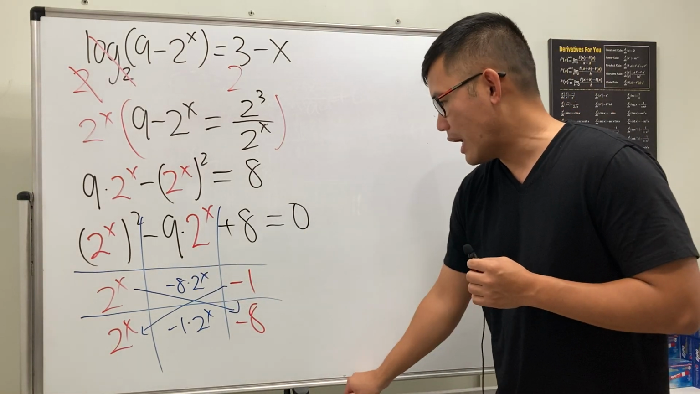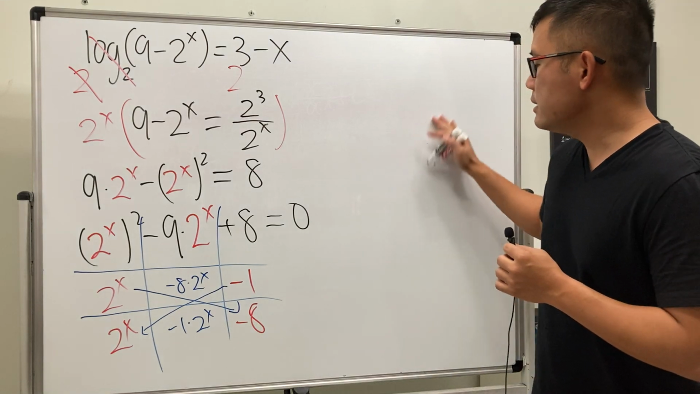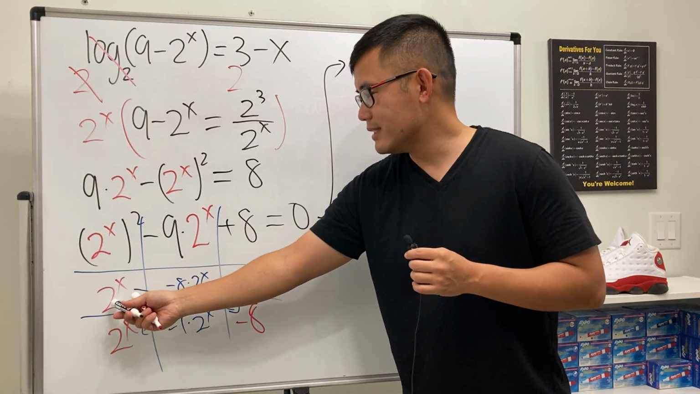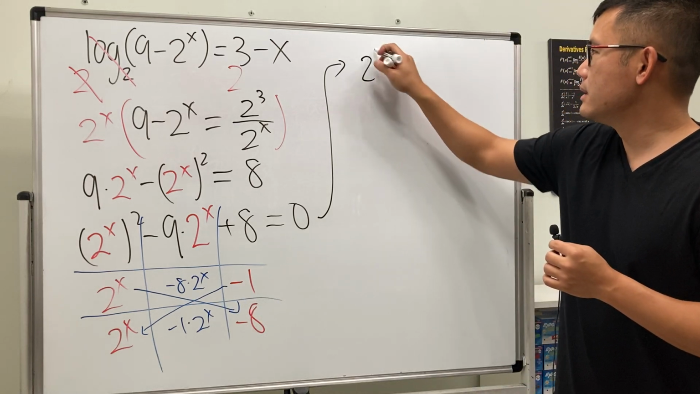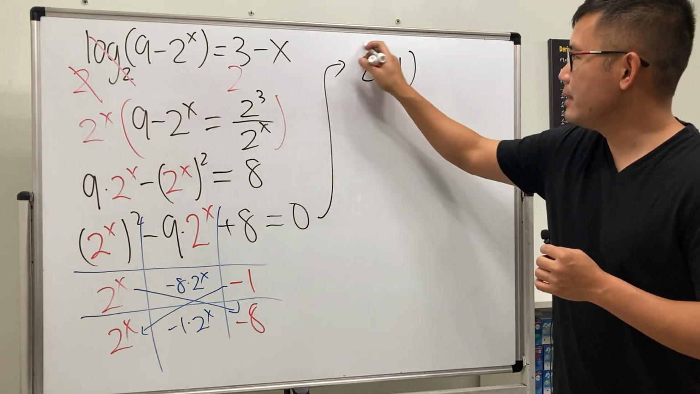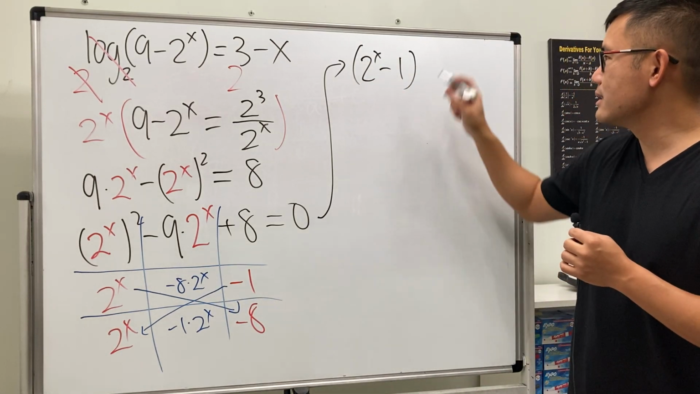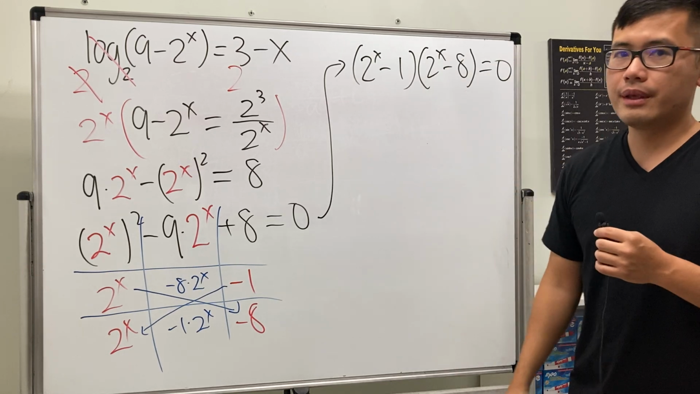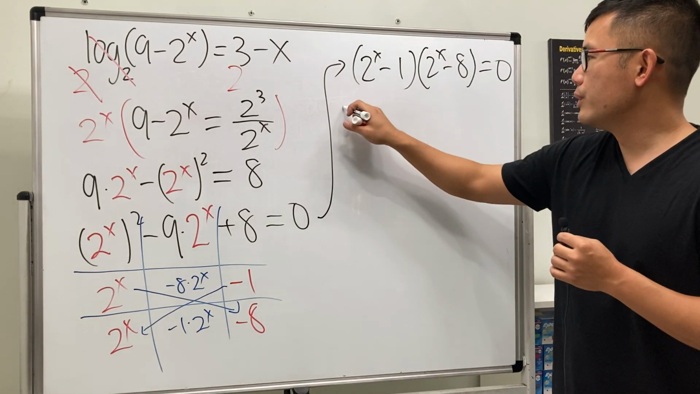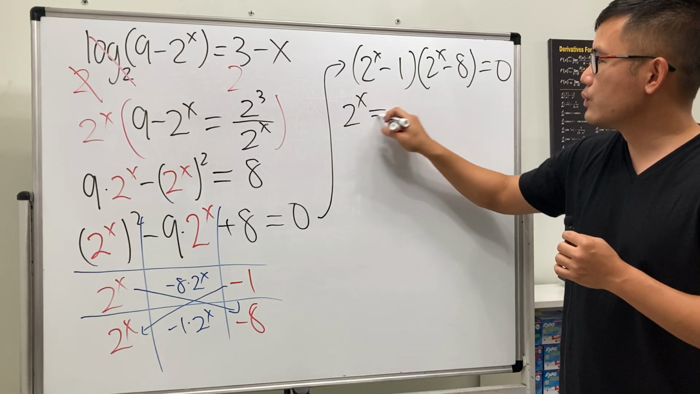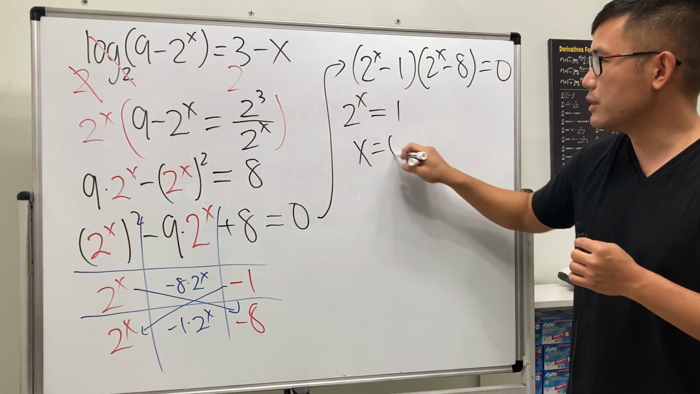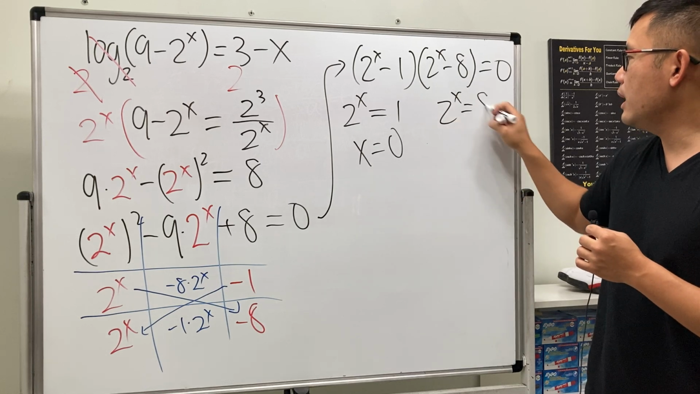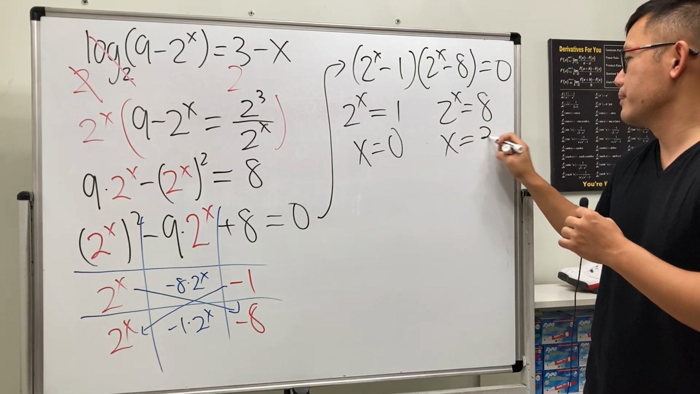So we have found our correct combination, and this means the factoring for this is 2 to the x minus 1 times 2 to the x minus 8, and this is equal to 0. So 2 to the x equals 1, meaning x has to be equal to 0. On the other hand, 2 to the x better be equal to 8, that means x will be equal to 3.